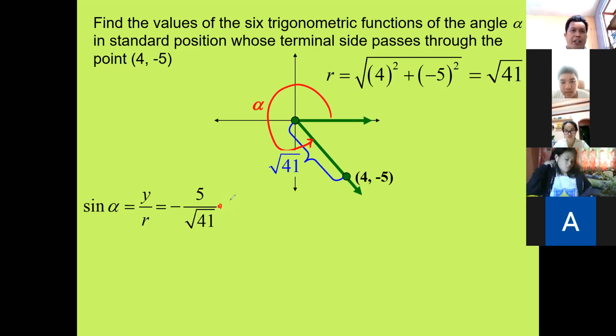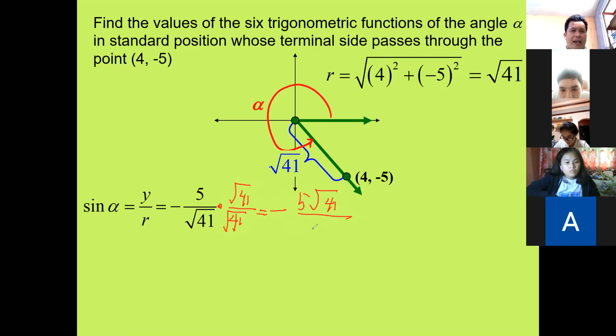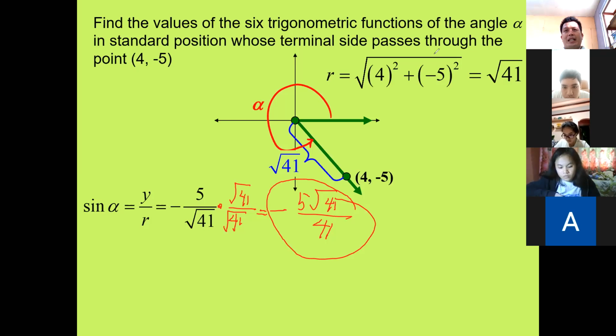Very good. So you multiply both the numerator and denominator of the fraction by the square root of 41. Therefore, the numerator is negative 5 square root of 41. And on the other side, we can now cancel the radical sign, so we have 41. Okay, so just make sure that your answers are rationalized so that they will be considered final and simplified.